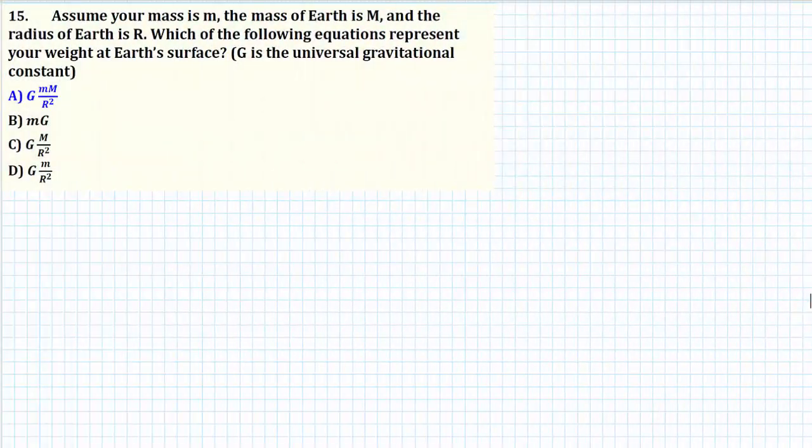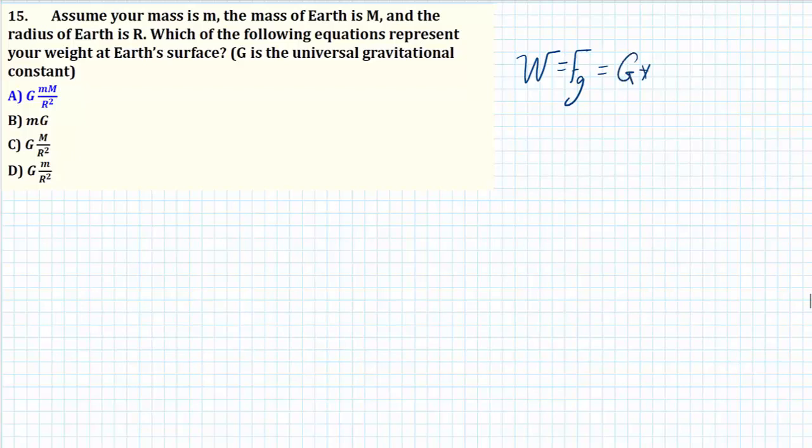This is the second part of chapter 3 problems. Here he says, assume your mass is m, the mass of the earth is big M, and the radius of the earth is r. Which of the following equations represents your weight at the earth's surface? Your weight, which is the gravitational force here, equals big G times the mass of the earth times your mass divided by the radius of the earth squared. So this is represented by number A.